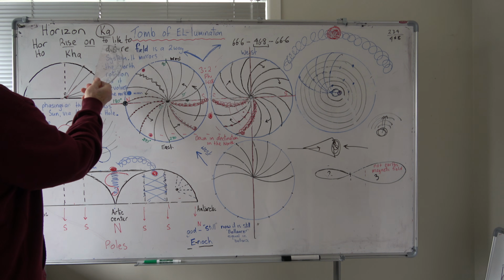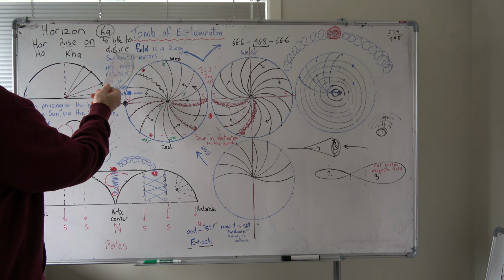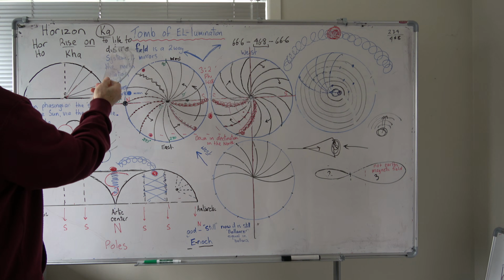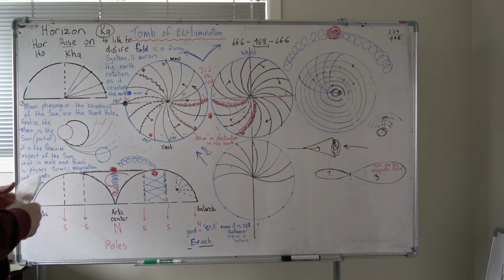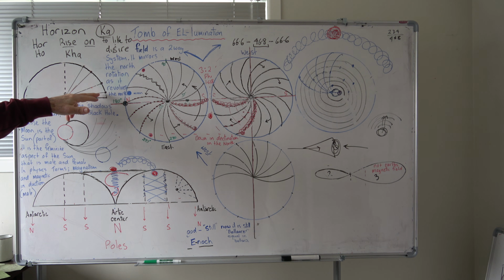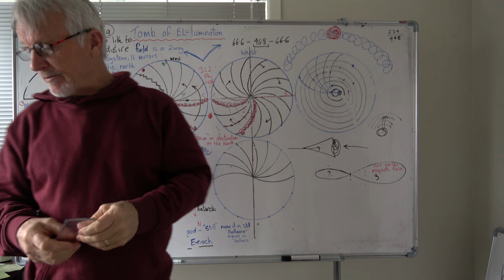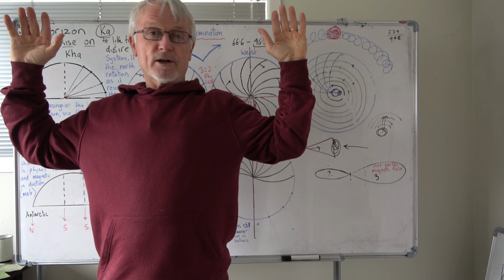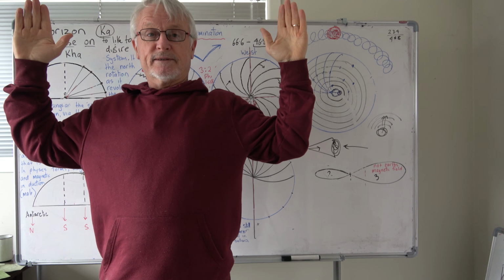What does it rise on? To like, to desire. Let's get it with Ka, I think. To like or desire. And your Ka in Egyptian is your life force. It's all about spiritual awakening. The Egyptians have left us their image of the Ka. It looks like two arms out like this and the hand like this.